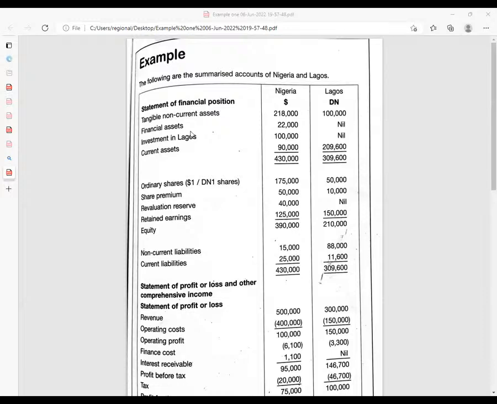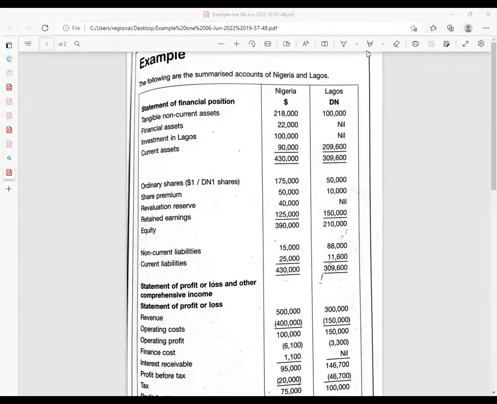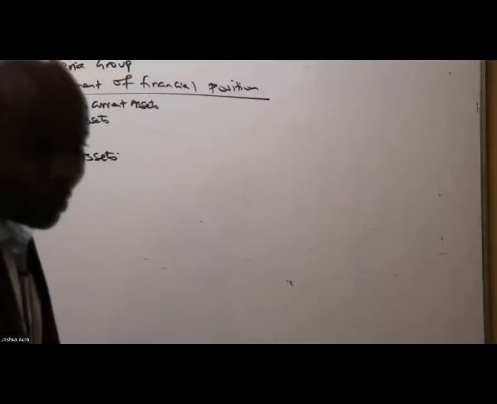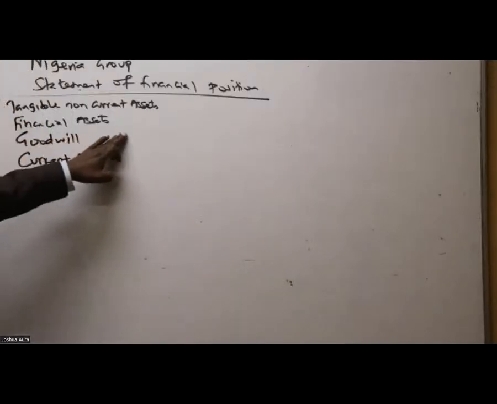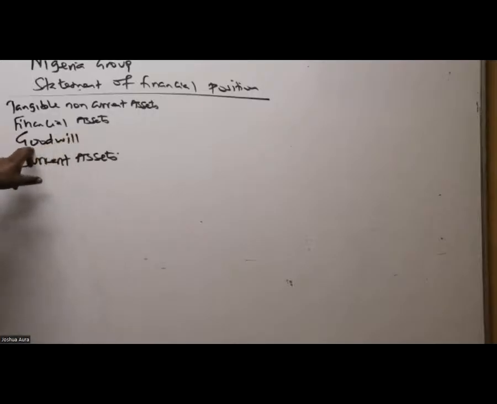And then now we have what we call the current assets. After that, let me first of all allow you to copy whatever we have here. Could you kindly copy this? I'm simply copying everything. Apart from investment in Lagos, which I've replaced with goodwill, everything else remains the same, the way it is.